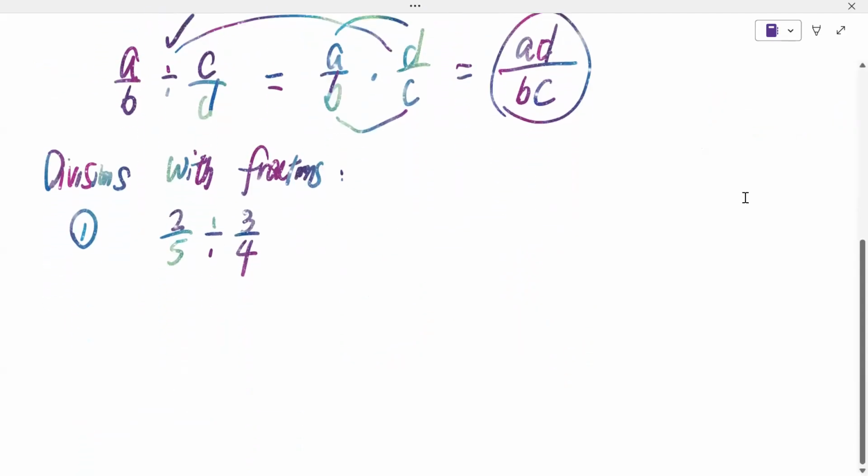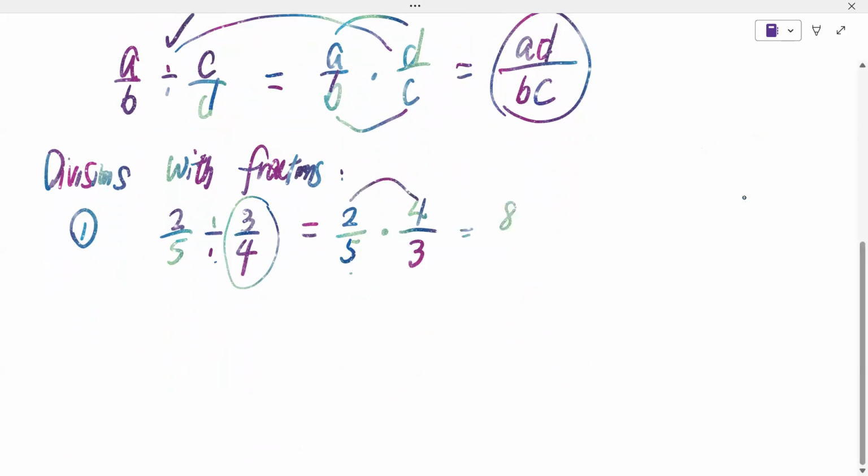All right. So again, we divide two fractions. First of all, we turn the division into multiplication. Now I'm going to flip the second fraction, right? Using the reciprocal. So 4 goes on top, 3 goes on the bottom. Now once we turn it into multiplication, we multiply across. 2 times 4 is 8. 3 times 5 is 15. Any questions about this?